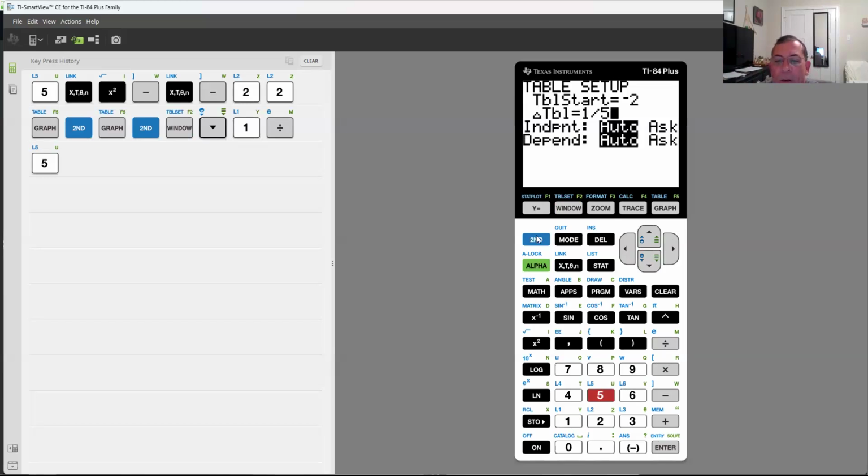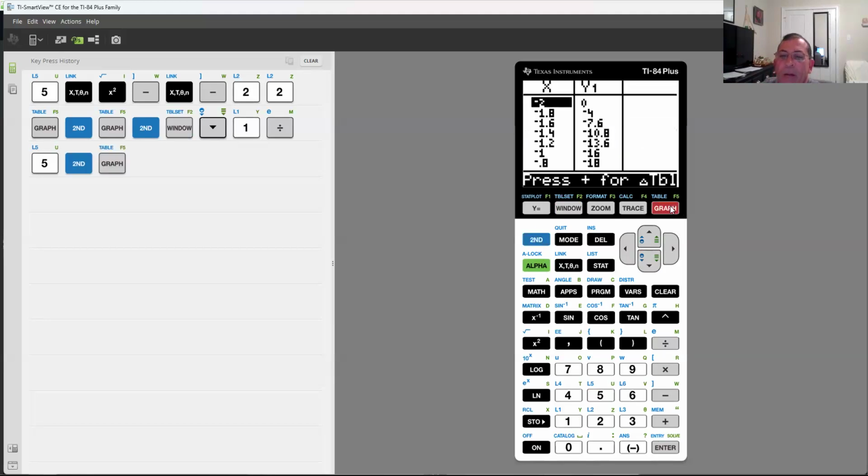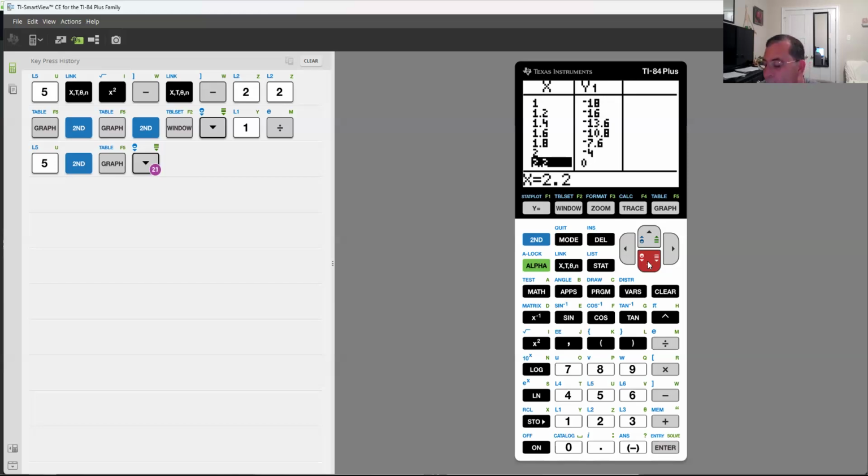But y'all watch this. When I go to second graph to my table, all right, there's my -2. So the other one was down here between 2 and 3. So let me arrow until I find 2 and 3. All right, there's 2. Oh, look at that. At 2.2, I got a 0. So 2.2, and then the other one was up here at -2, remember? So let me get back up there. And at -2.